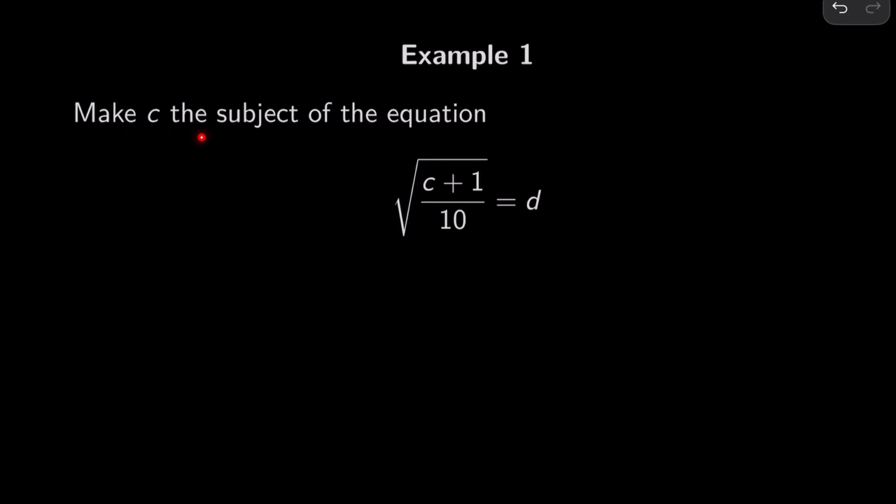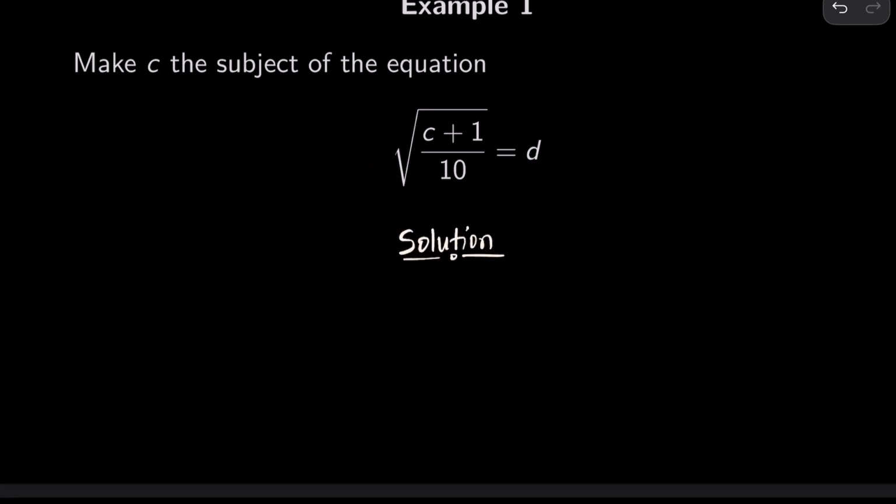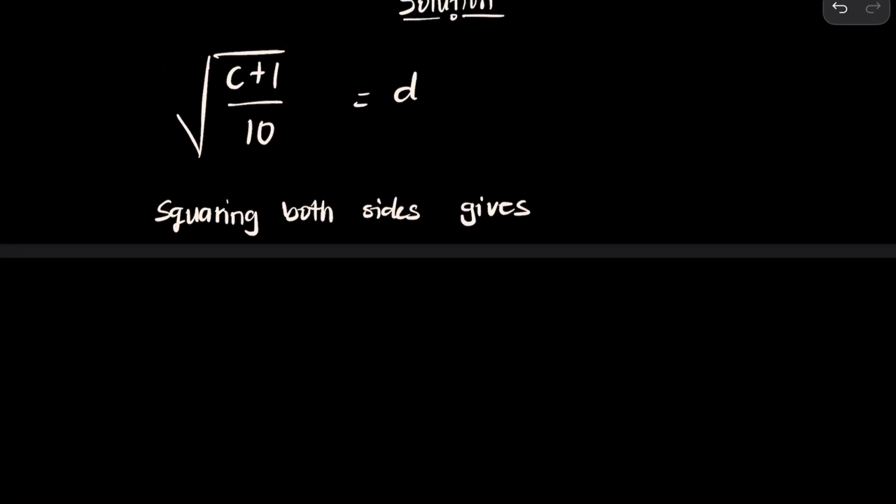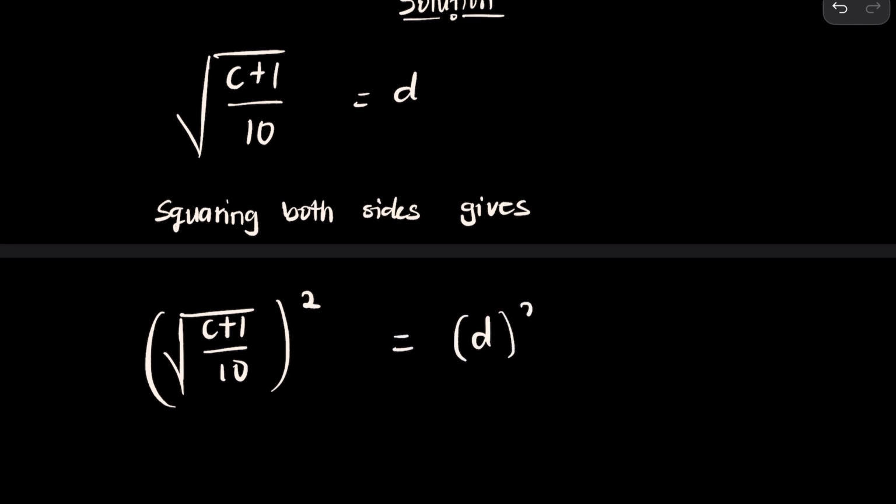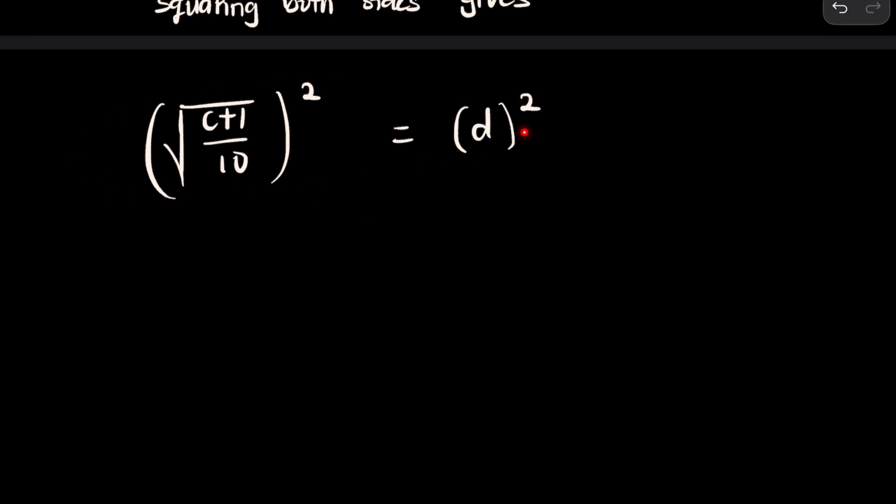Example 1. Make C the subject of the equation given below. Solution. We have the equation given as the square root of C plus 1, all divided by 10, is equal to D. So here our focus is on C, right? To get rid of the square root, we have to square both sides, right? So we're going to have the square root of C plus 1 divided by 10, all squared, is equal to D all squared.